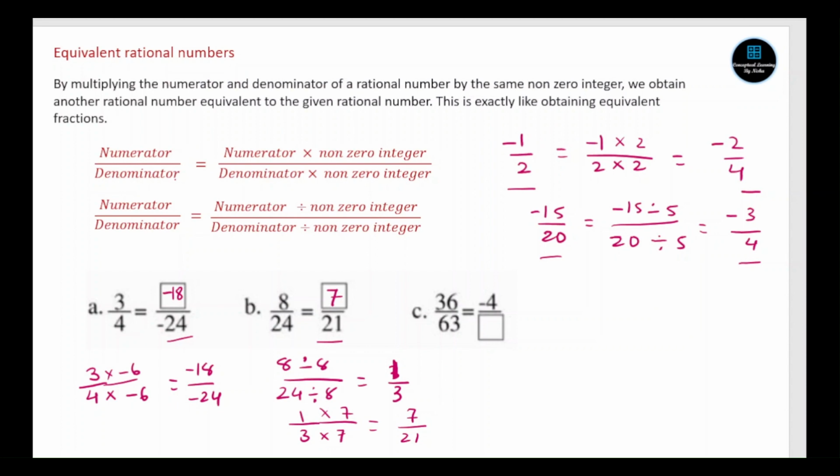The next question. I have 36 upon 63. Now if I divide them by a common number, which is 9, let's say, what do we get? 4 upon 7. Now I need minus 4. So what do we have to do? Yes, I have to multiply them by minus 1, correct? To get the given number here. Okay, this is given, so I'll multiply them by minus 1. So I'll get minus 4 upon minus 7.